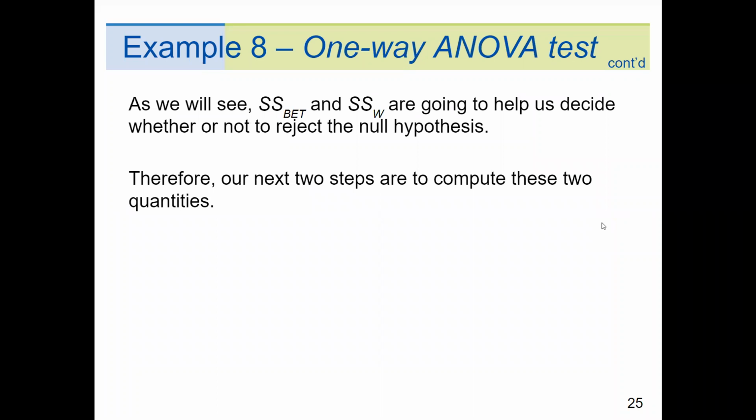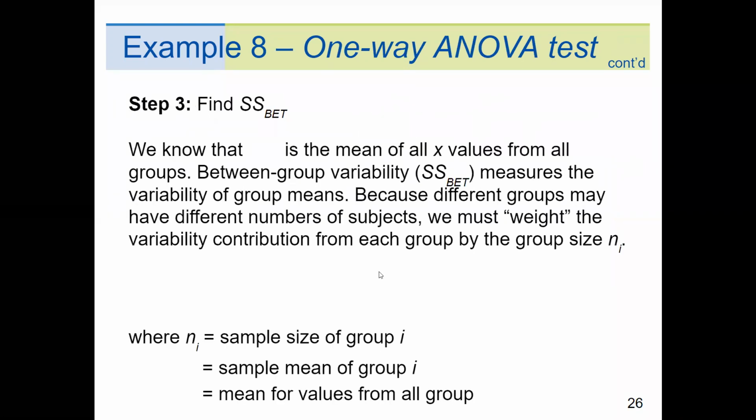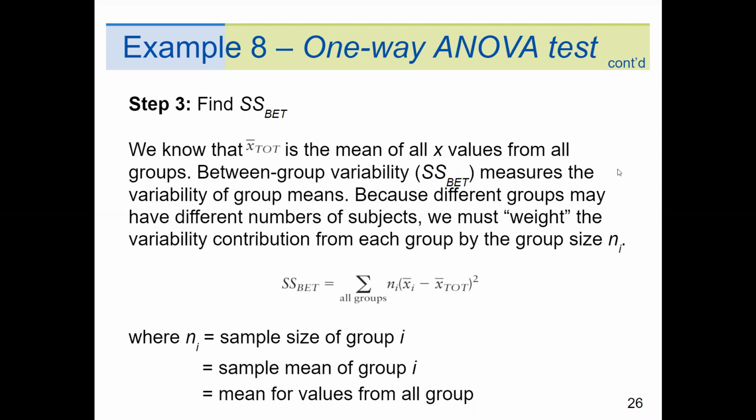As we will see, SSBET and SSW are going to help us decide whether or not to reject a null. Therefore, our next two steps are to compute these two quantities. Find SSBET. Go ahead and take down the notes that you need from here.